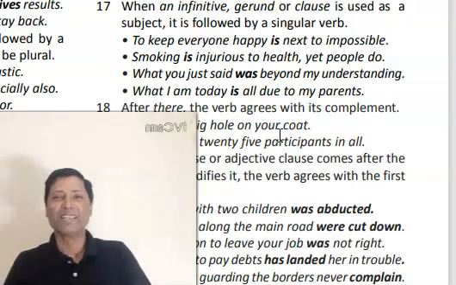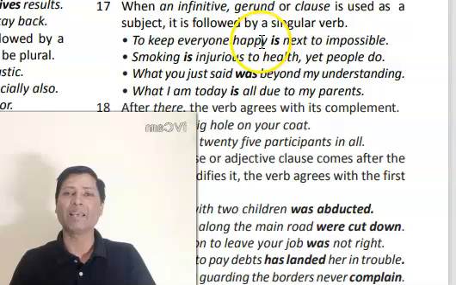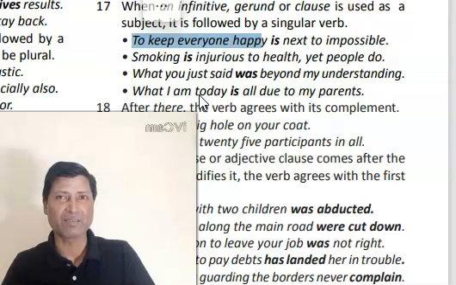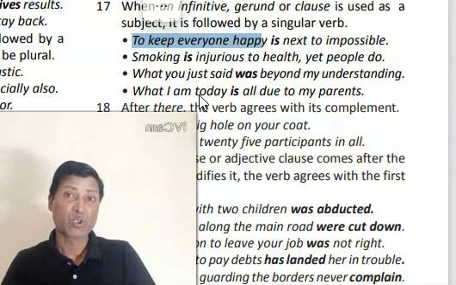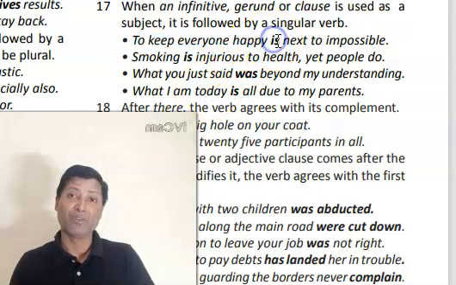Okay. So, to keep everyone happy is an infinitive, and here it is working as a subject. Therefore, the verb is has been used.